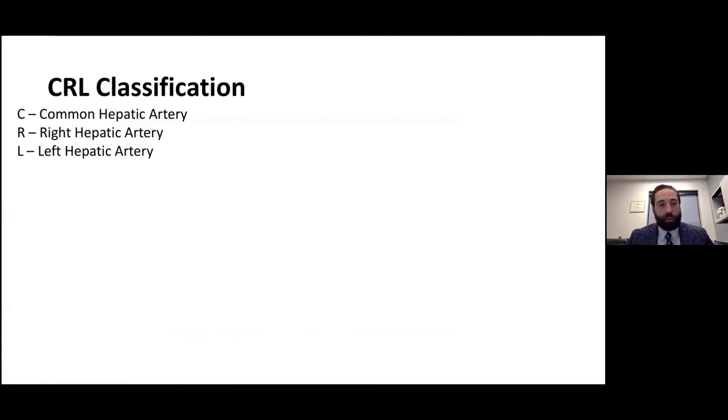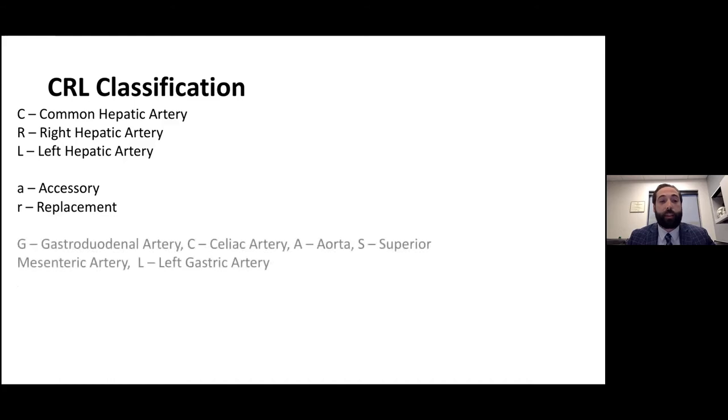Okay, so the results of Chris's work were that he used this surgical classification for hepatic arterial variations. It's called the CRL classification, which describes the common, the right and the left hepatic arteries. And then it has sub descriptors describing whether you get accessory vessels or full replacement of vessels and vasculature. Then to further complicate it, you have things like the gastroduodenal artery, the celiac artery, the aorta, superior mesenteric artery, and the left gastric artery, giving contributions to the vasculature going to the liver.